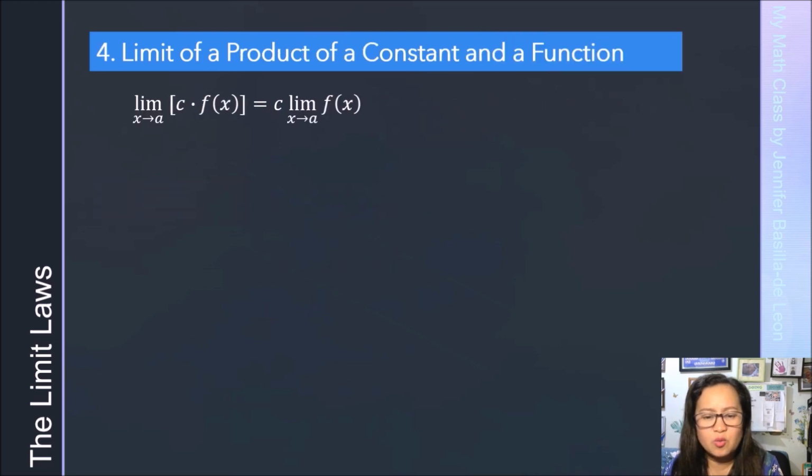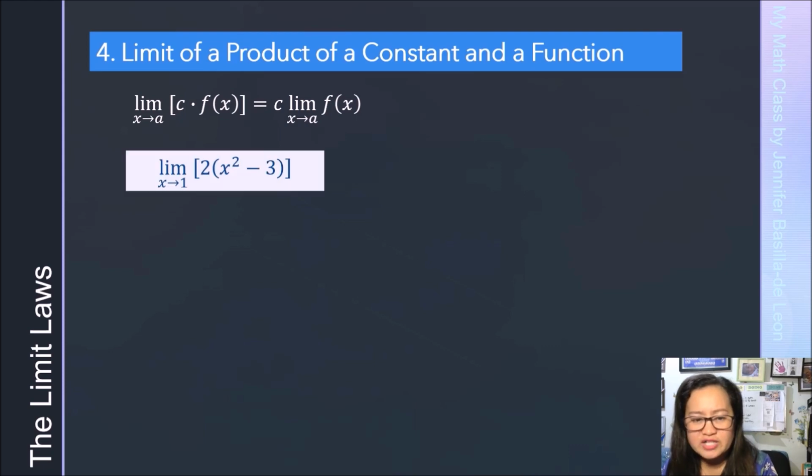But what if we have the limit of a product of a constant and a function? This rule states that if we have the limit of c times f of x as x approaches a, this can also be evaluated using the expression c times the limit of f of x as x approaches a.